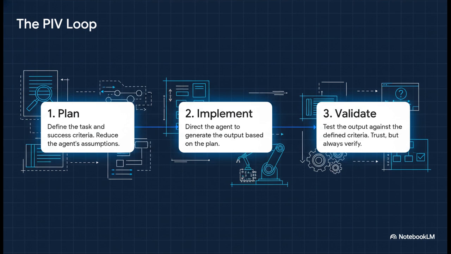For any given task, you first plan it out. You define what success looks like, and you try to minimize any assumptions the AI might make. Then, you let the agent implement that plan. And finally, this is the most critical part, you validate the output. The mantra is trust, but always, always verify.